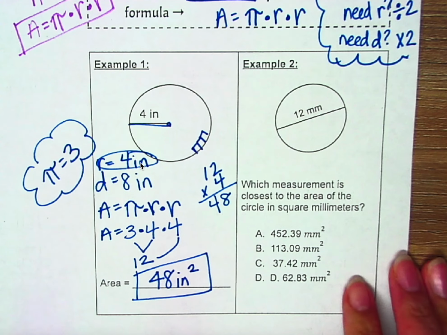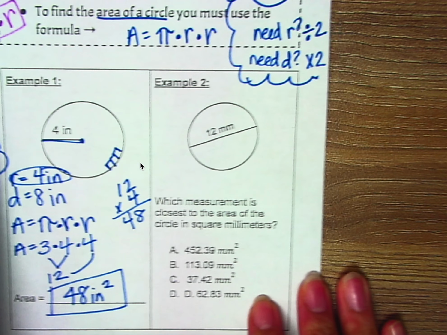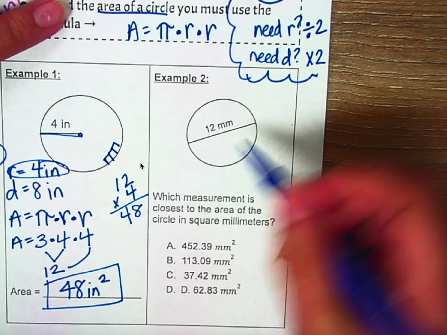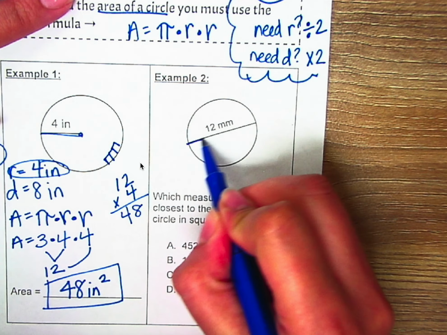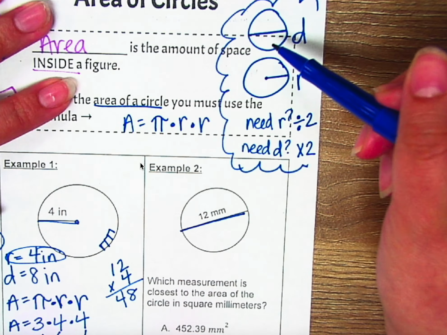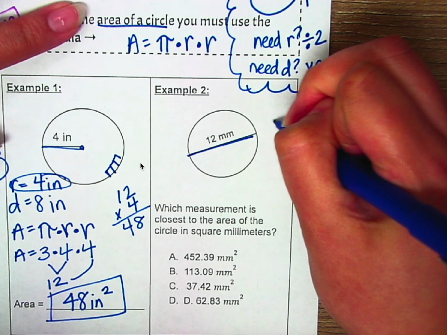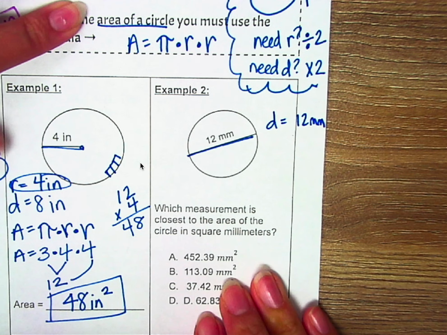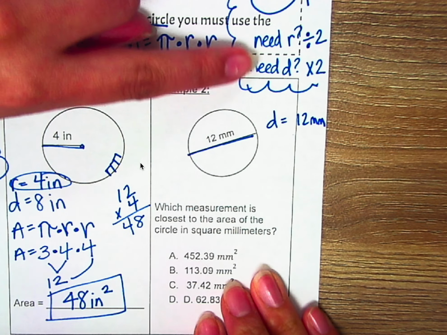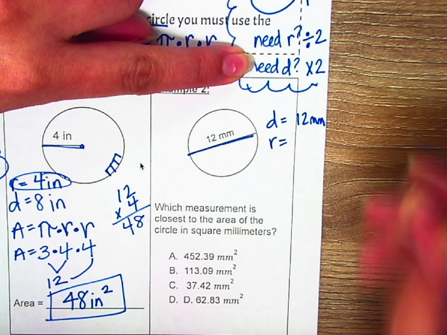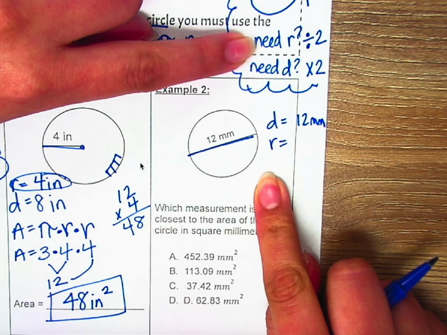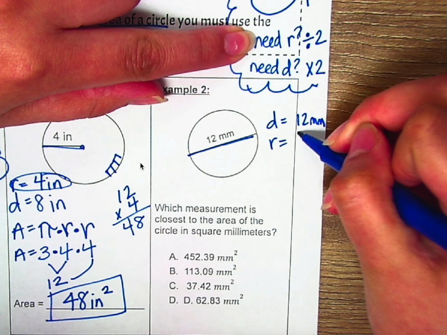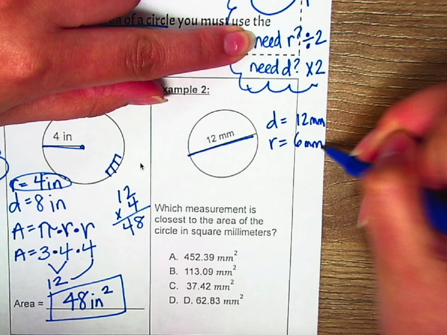Okay, now example 2. Example 2, what did they give me? The line goes all the way across, so I know that they gave me my diameter. So D equals 12 millimeters. Okay. I need to find the radius. If I need to find r, I need to divide by 2. So 12 divided by 2 is 6.